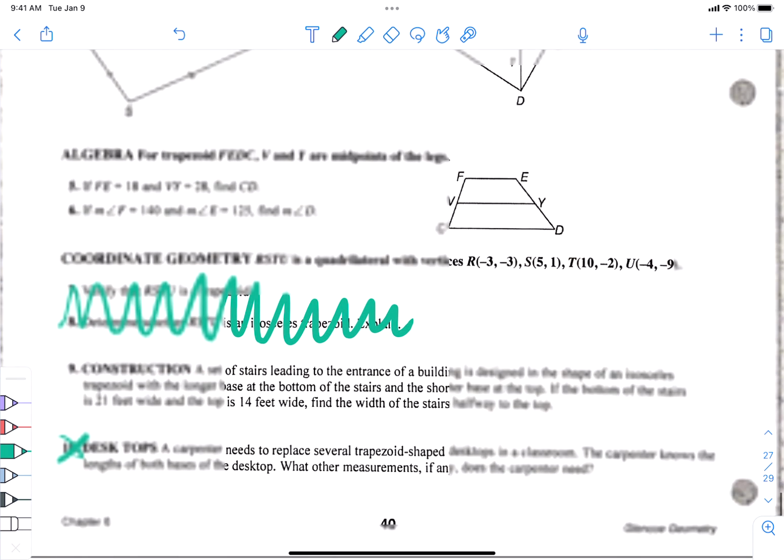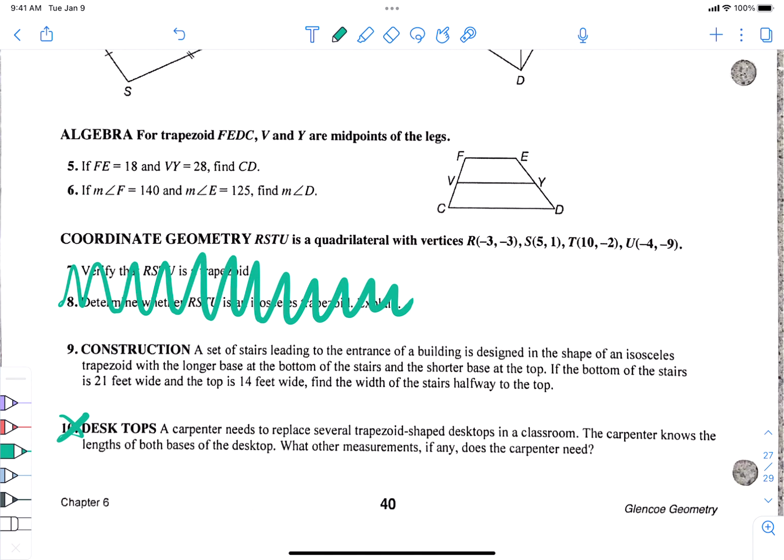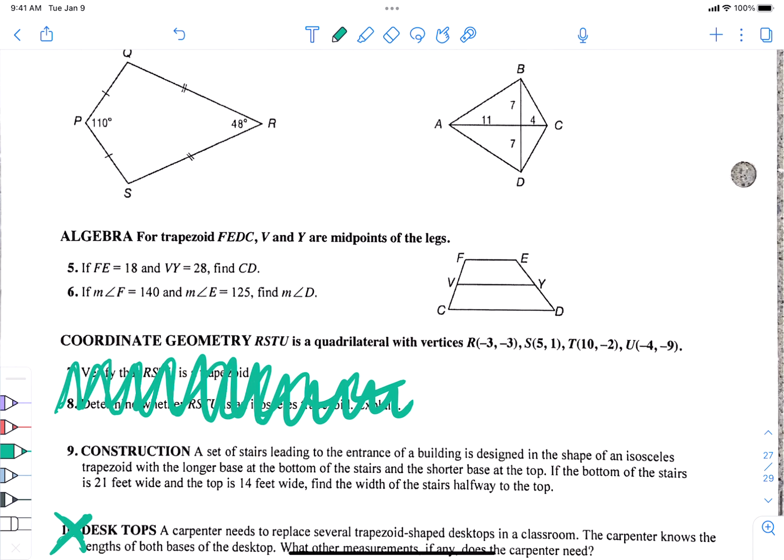You can skip on the back side. Number 7 and 8, I'll only make you do that once on the front side. So you can skip 7 and 8. And you can skip number 10. 9 is a good problem. Read it. It's not hard. It's like one of them trapezoidy things. So skip 7, 8, and 10, but do all of them on the other side.